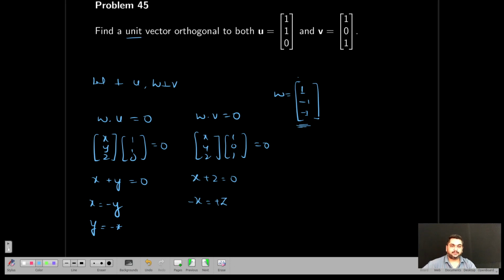What they are asking is a unit vector. Unit vector means the length should be 1. So if I calculate the length of W, it should be 1. But here it is root 3. So divide by root 3. That is W equal to 1 by root 3 times 1, minus 1, minus 1. This is the answer.